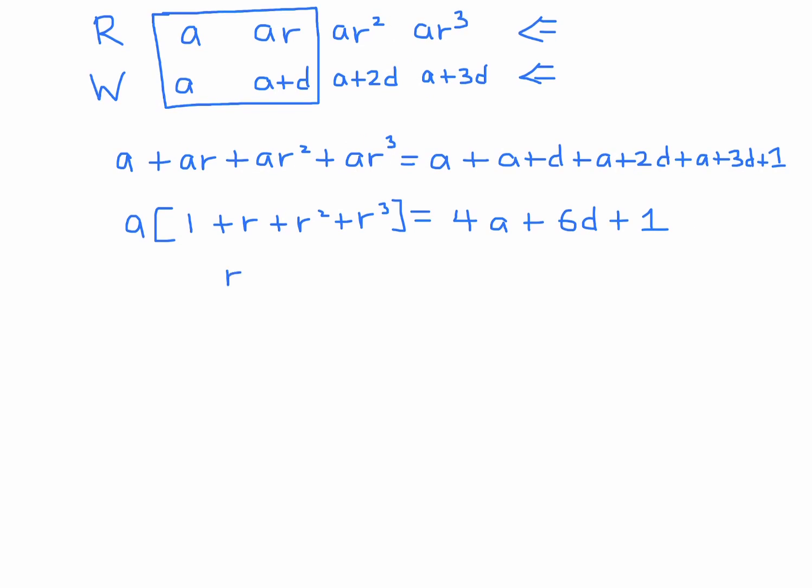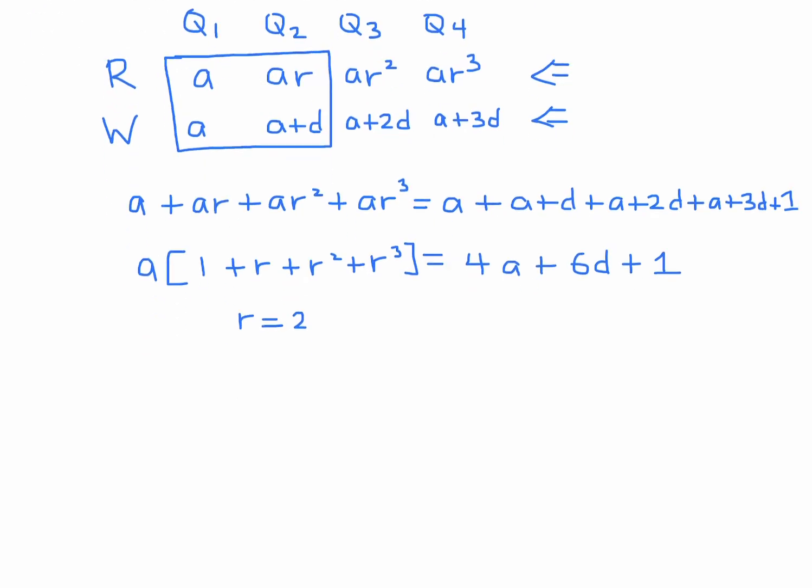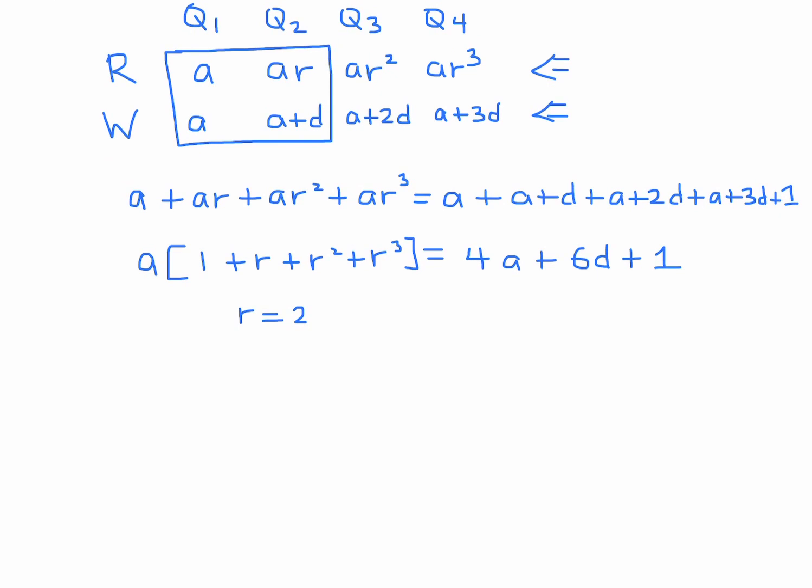So that means, I don't know what r is, but let's just say it's 2. I know for a fact that it's got to be pretty small because they tell me quite a few clues, that neither team scored more than 100 points. So when you add up these guys, it has to be less than 100. The numbers are not going to be too outrageously big. R can't be like 7 or 8 or whatever because that's going to make it huge. So let's just see what happens with r equals 2. If it's wrong, we'll try something else.